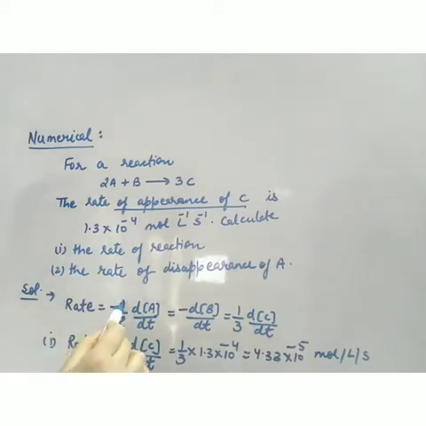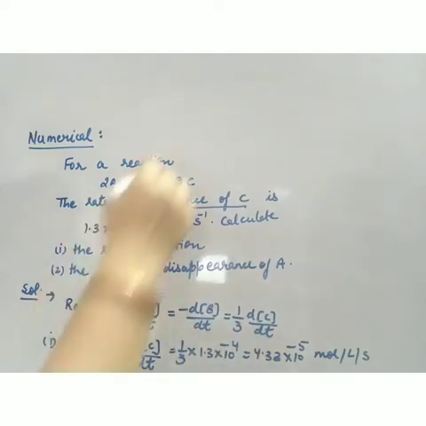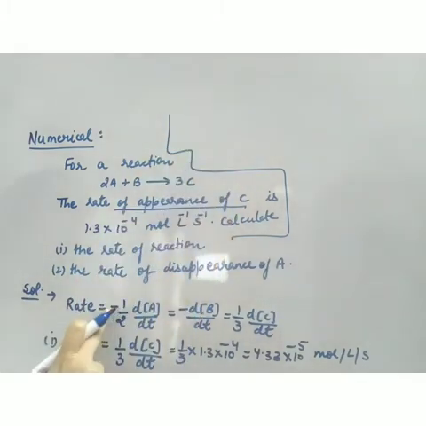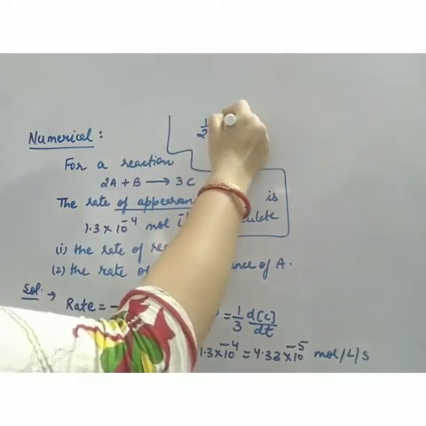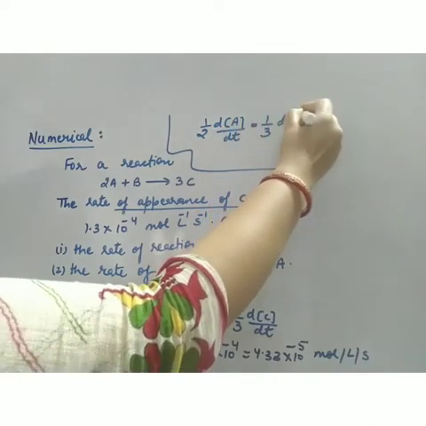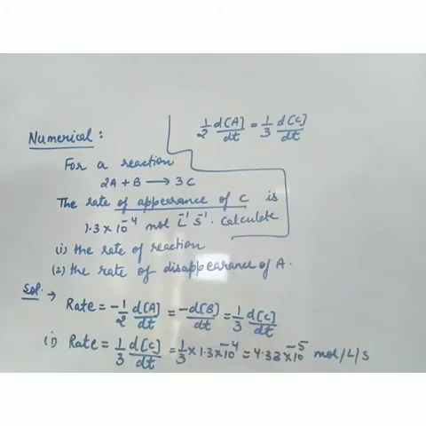Now why are 1 upon 2 and 1 upon 3 there? They are all used for equating the terms. So rate of appearance of C means dC upon dt, and rate of disappearance of A means I have to calculate dA upon dt. So how is it done? Now we can neglect the negative sign, because the negative sign is only for showing whether it is a reactant or a product. So 1 upon 2 dA upon dt is equal to 1 upon 3 dC upon dt, because all the three terms are equal.